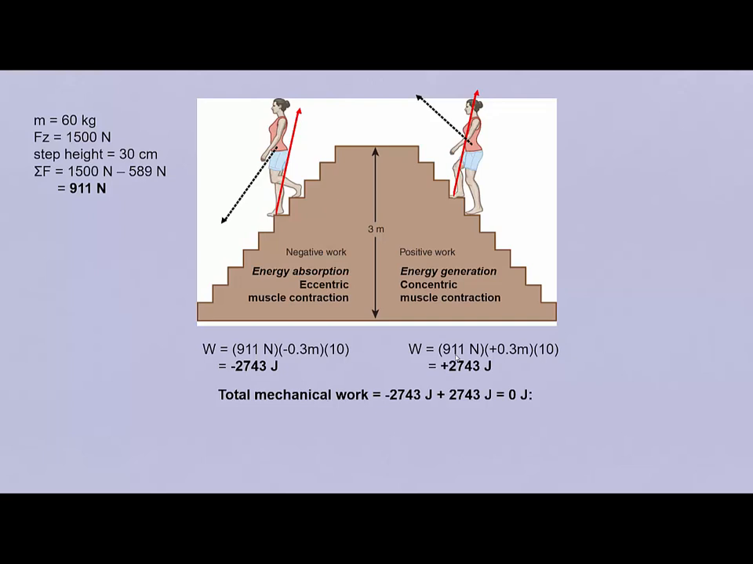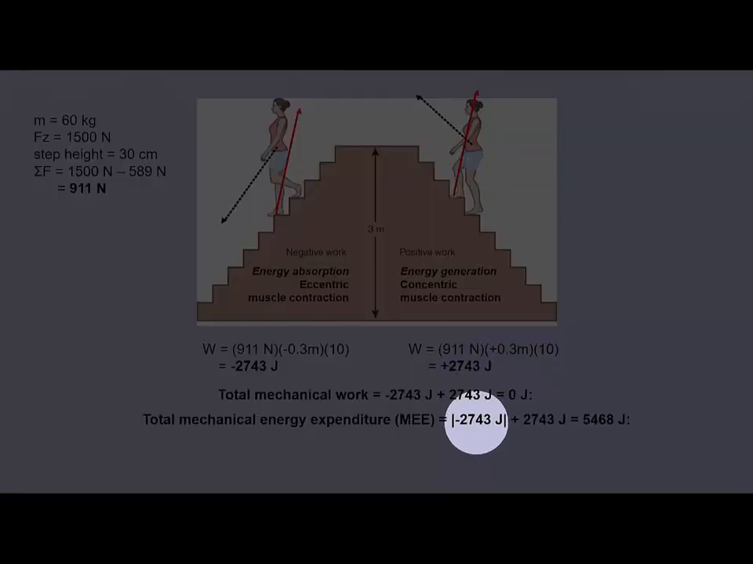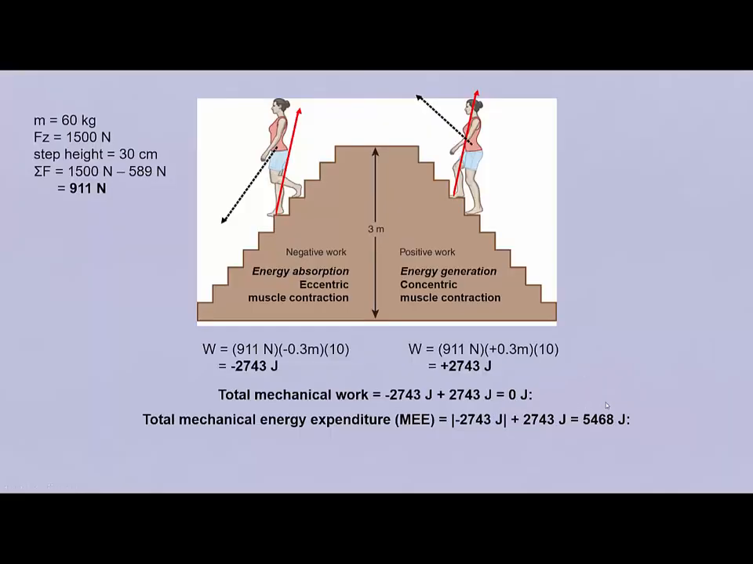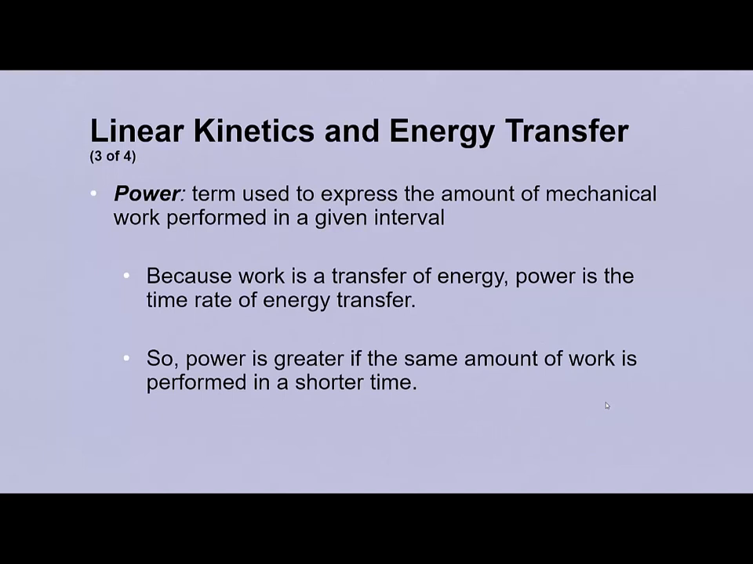However, it doesn't make any sense. We know that she obviously used up energy to go up and come back down. So another way to express the work or the energy change of, say, going up a flight of stairs, is looking at the mechanical energy expenditure, MEE. And all it is, is just the sum of the absolute values of the negative and positive work. In this case, the total mechanical energy expenditure is 5,468 joules.